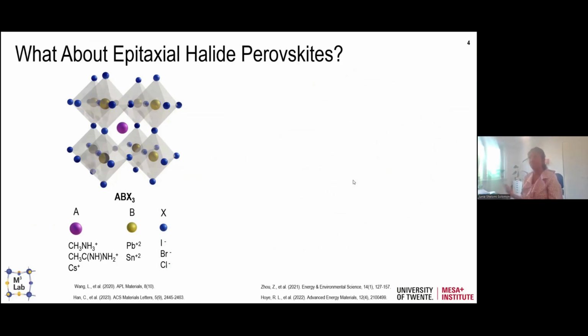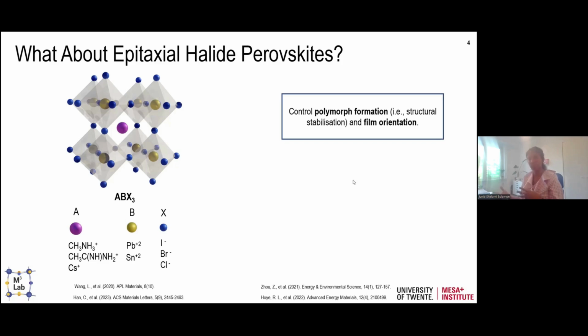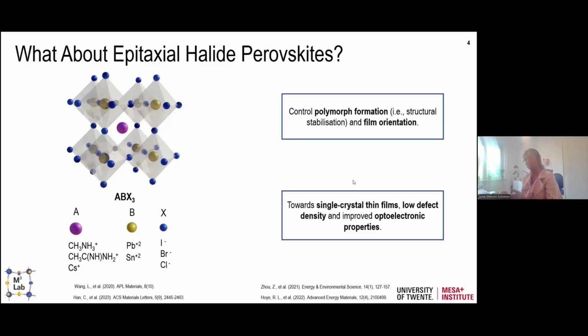We know that these halide perovskite materials have different polymorphs, or can be in their cubic, tetragonal, or orthorhombic phase. But if we grow them epitaxially, can we control the polymorph formation, thereby gain structural stability, and also gain control over the film orientation? And in doing so, can we move towards single crystal thin films, which probably have a lower defect density and provide improved optoelectronic properties? That is the question that I will be trying to answer during my presentation today.